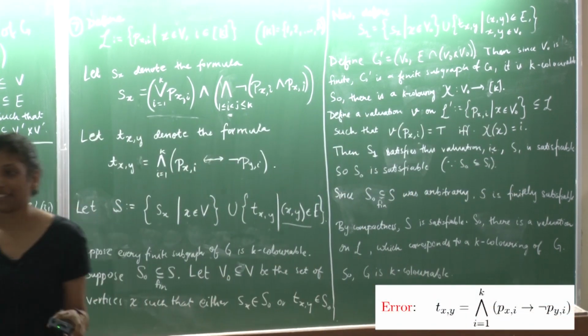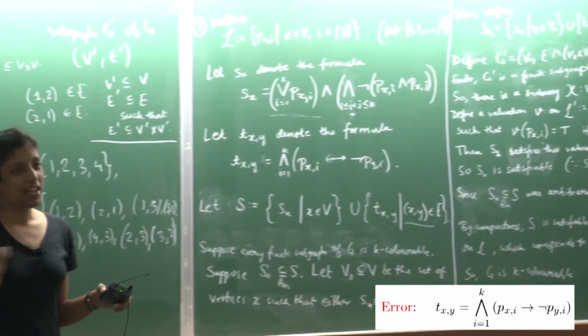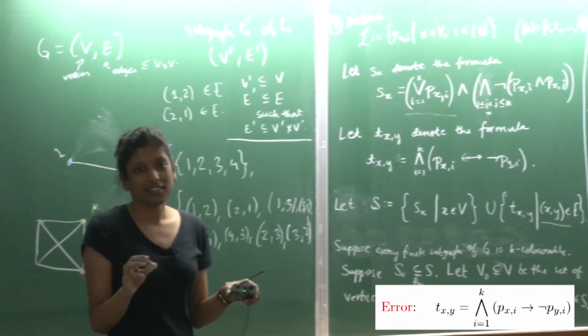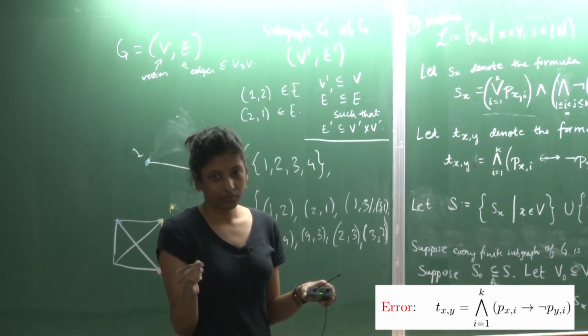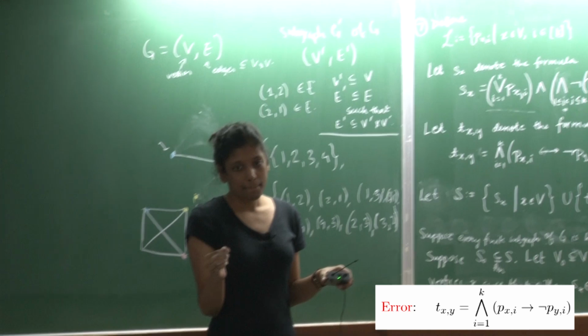How many people say yes? And how many people say no? No. Why do you say no? Because any collection of those statements won't necessarily describe a subgraph.